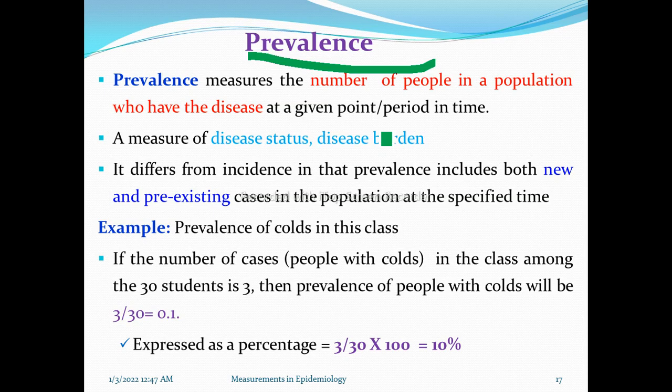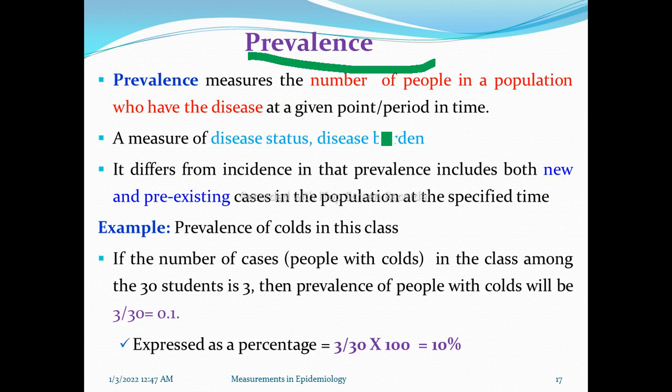or one's class, if the number of people with colds among 30 students is 3, then the prevalence will be, for instance, in one class there are 30 students. From 30 students, 3 students have common cold. So what is the prevalence? The case is 3. The total population is 30. So 3 over 30 is the prevalence. That means 0.1 is the prevalence, times 100% is 10%. So 10% of individuals in the class have developed common cold.